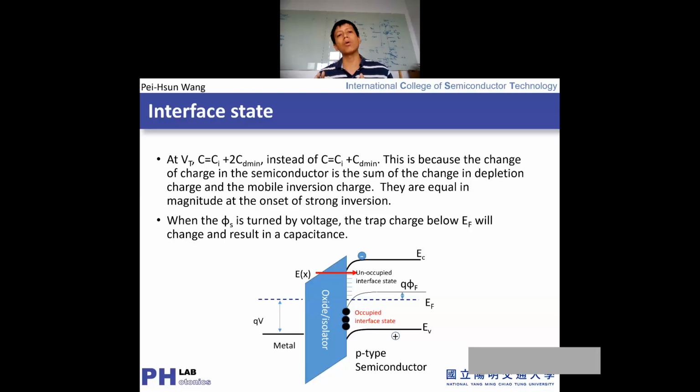I think the threshold voltage is the most important part, and what is the total effect on the capacitance. I will not talk more about the imperfect interface states and how they change the capacitance.